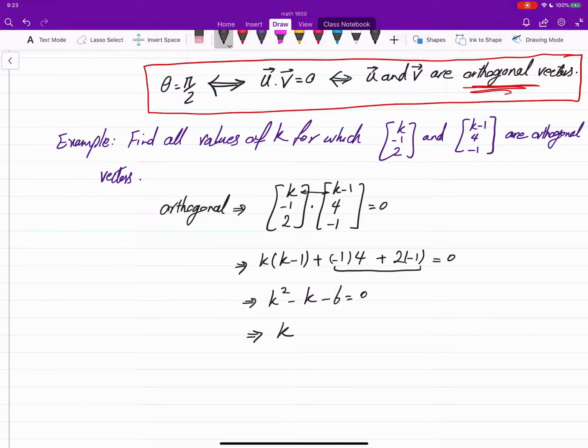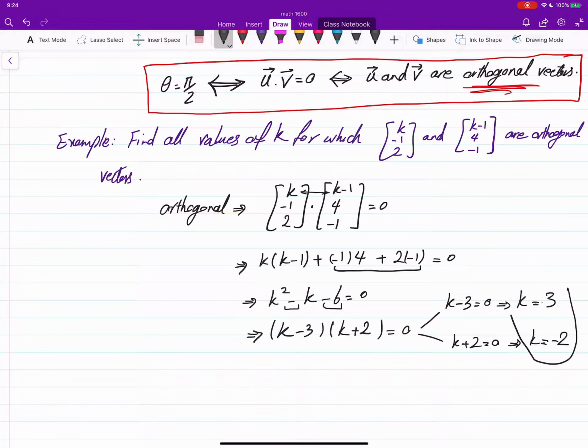Well, use either the quadratic formula or use the decomposition, where I'm trying to find two numbers which add up to negative 1, and when you multiply, you get negative 6. And these numbers are negative 3 and plus 2. Then as a result, either this factor is 0 or the other factor is 0. So that means that k can be either 3 or k can be negative 2. For two values of k, these two vectors are going to be orthogonal.